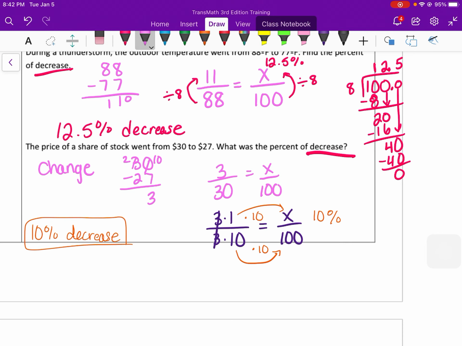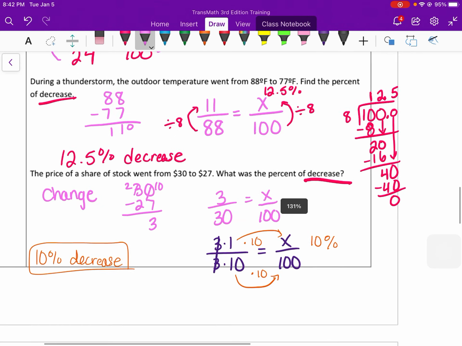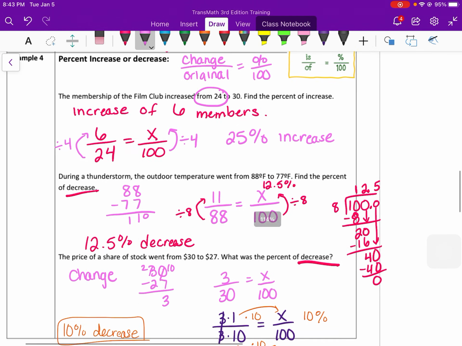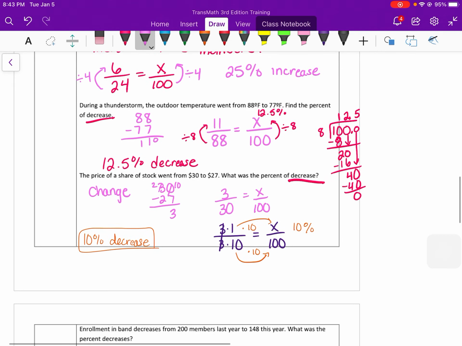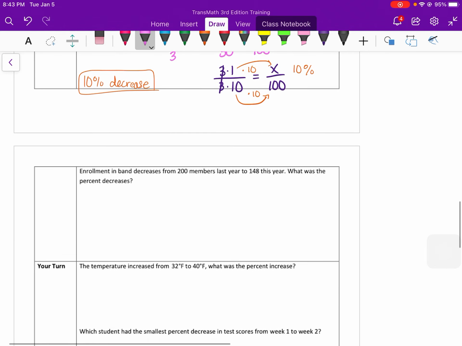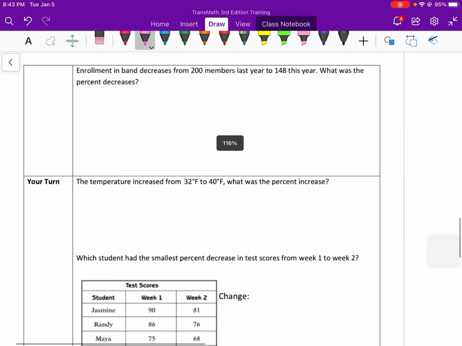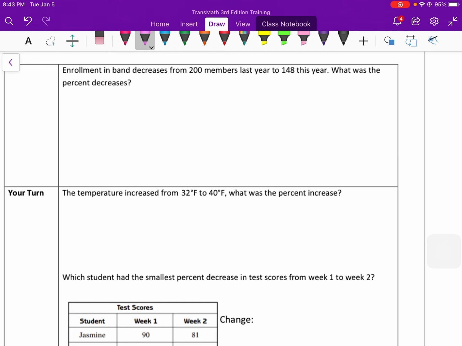So in finding percent decreases or increases, I would stick to thinking about it's the change in the amounts over the original amount, and that equals percent over 100. So let's do one more. The enrollment decreased from 200 to 148. What was the percent decrease?